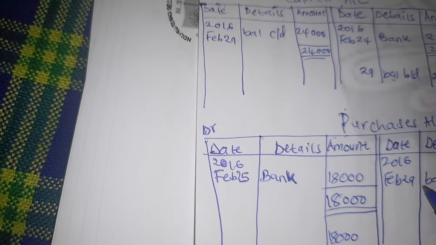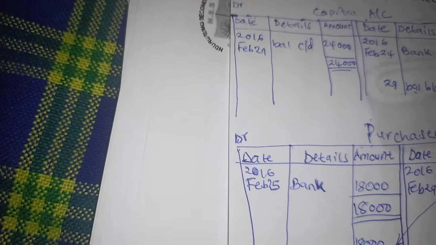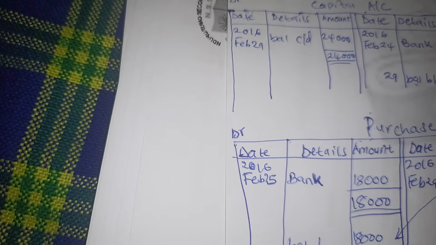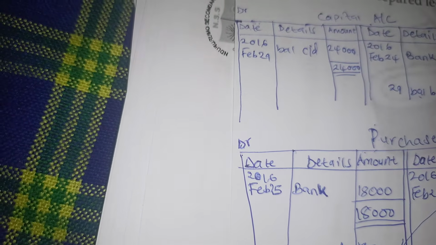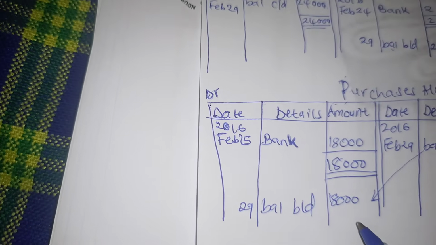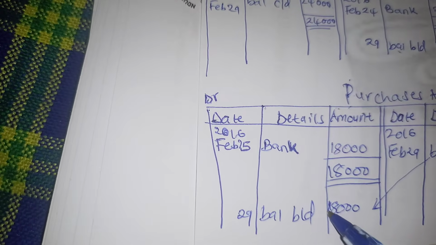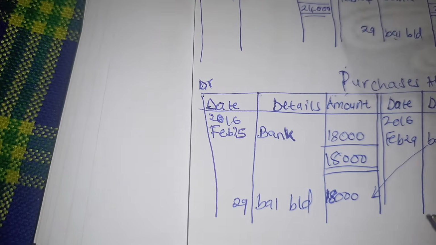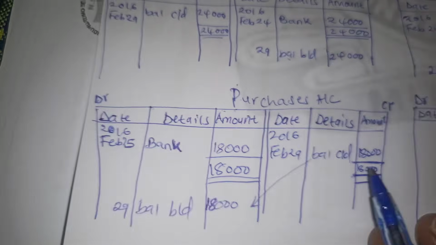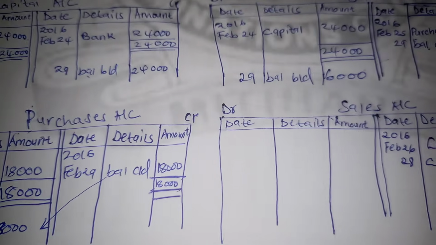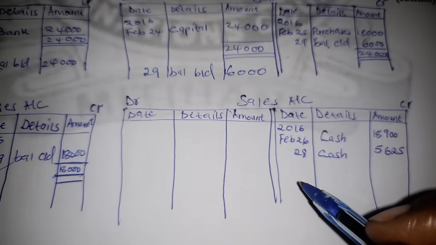Now always remember to bring down the balances. So bringing down, the balance brought down on 29th of February is 18,000.